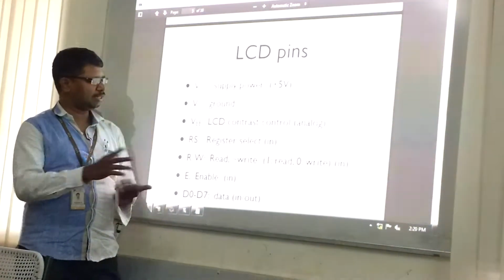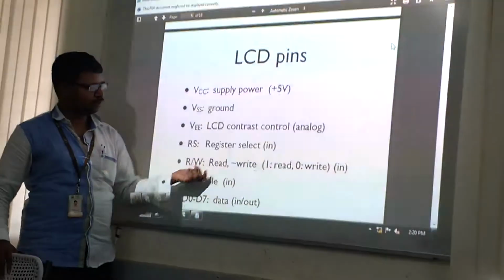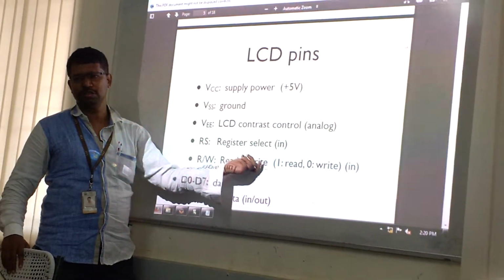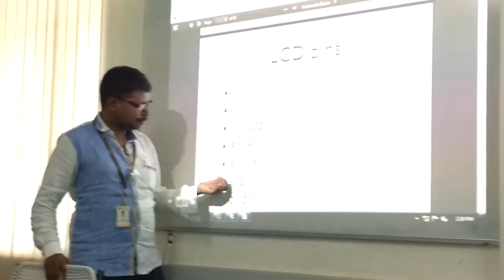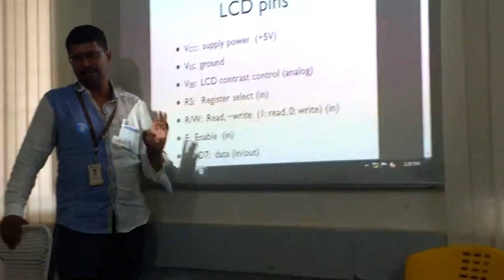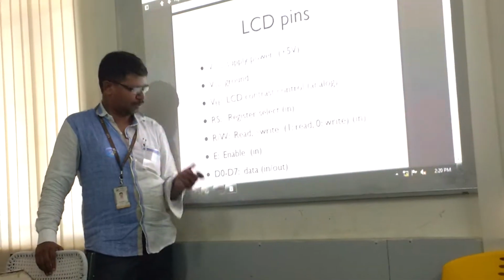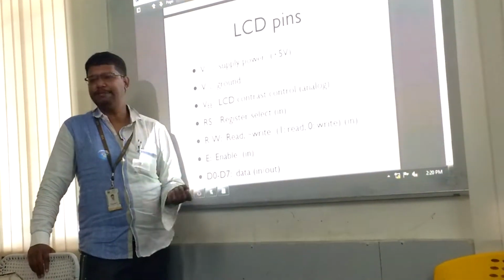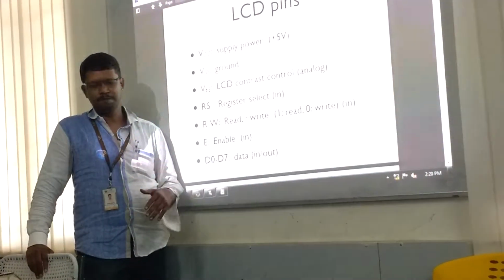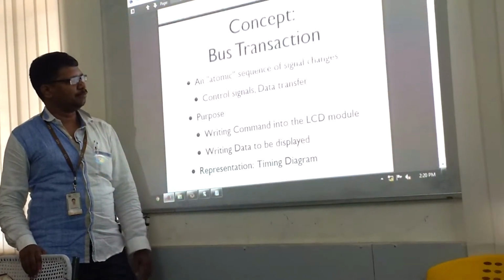So whether a reading or writing operation is going to occur: if it is 1, a reading operation is there; if it is 0, a writing operation is being performed. Then enabling the total display unit, or we can switch off the display unit. D0 to D7 is the 8-bit data which can be transferred. Okay, so these are the pins available.